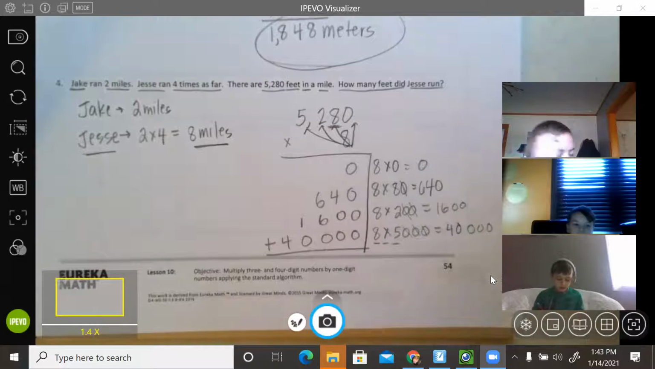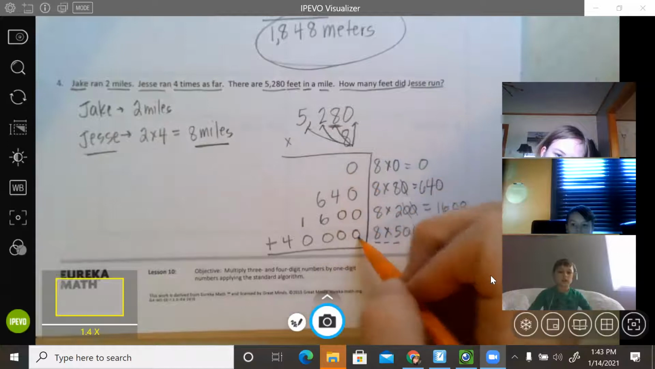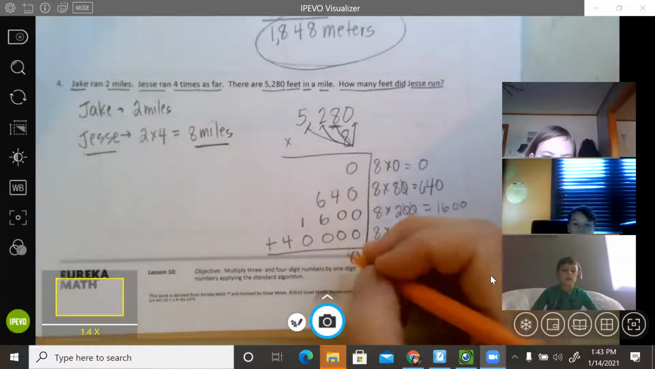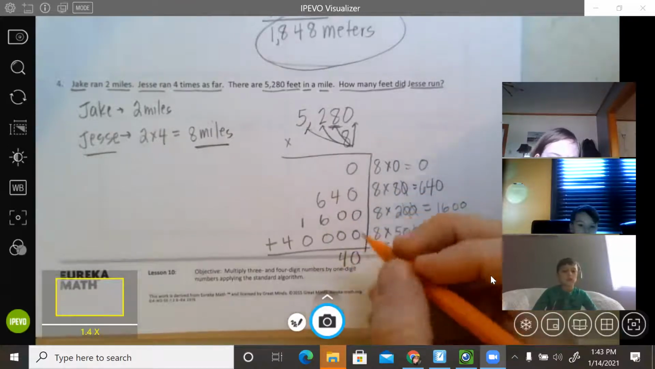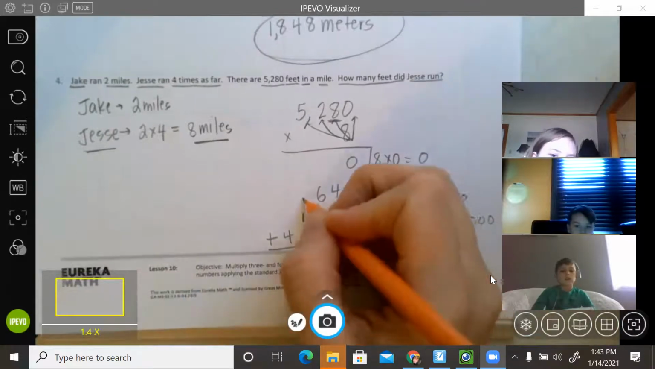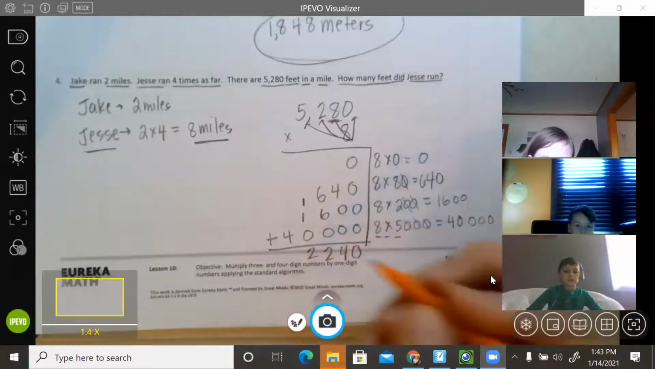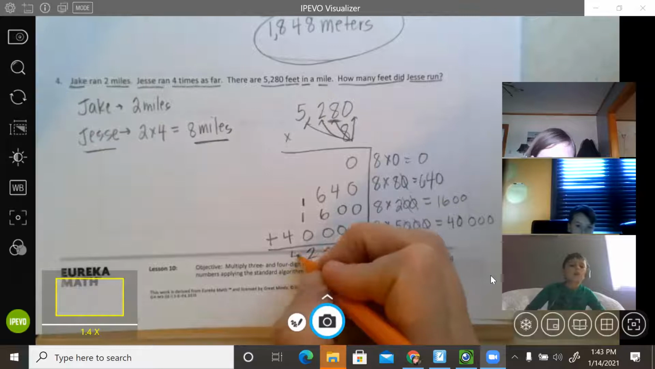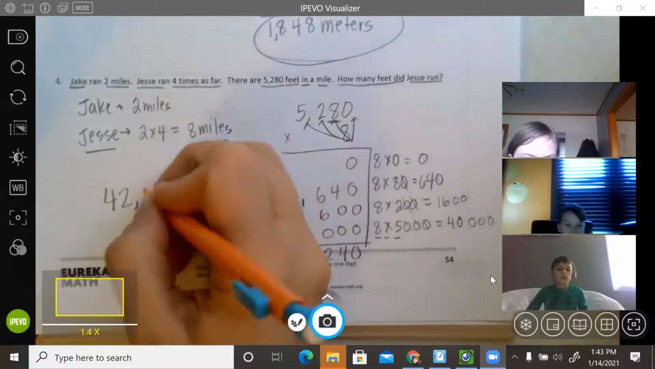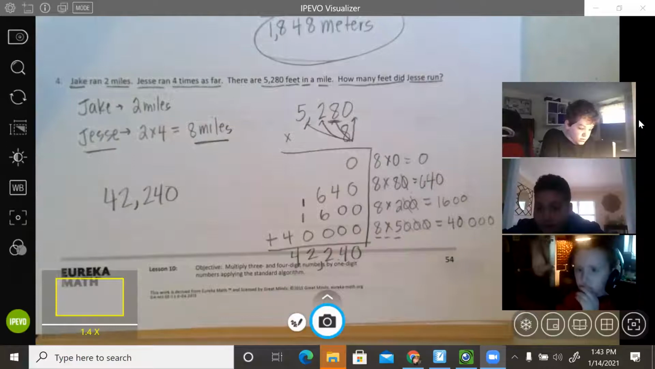You add them together. 0 plus 0 plus 0 plus 0 is 0. 4 plus 0 plus 0 is 4. 6 plus 6 plus 0 is 12, so I put down my 2, carry my 1. 1 plus 1 plus 0 is 2. 4 plus nothing is 4. Okay, I count 1, 2, 3, comma. So then I have 42,240.